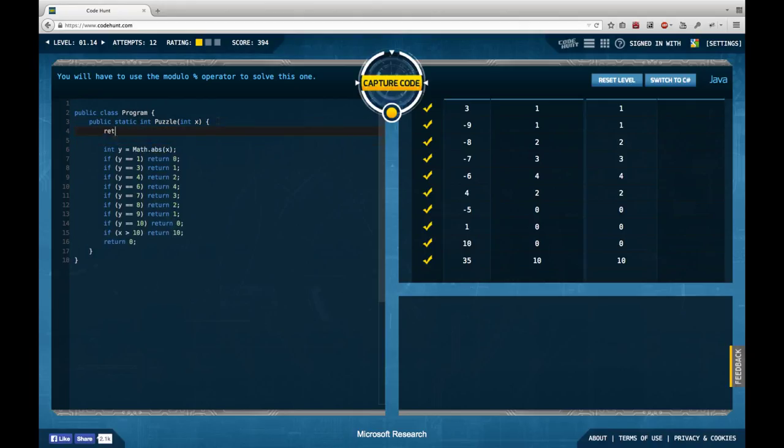So if we assume that we need something modulo x, then for x 0 this is going to return 0. This is nice. For x 1 this is also going to return 0, because everything modulo 1 is 0 by definition. For x equals 2 to return 0, we need an even number, something like a multiple of 2. For x equals 3 to return 1, we need something that is a multiple of 3 plus 1.